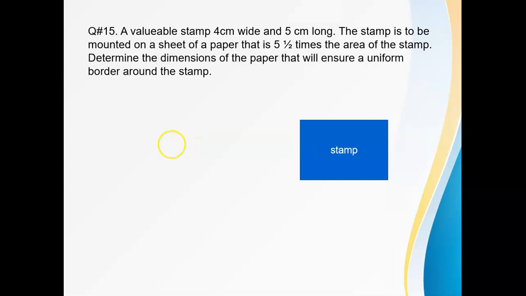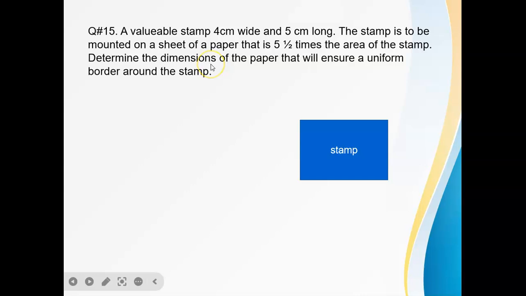The last question of the exercise is that a valuable stamp 4 cm wide and 5 cm long. Suppose this is our stamp, 4 cm is its width and 5 cm is the length of the stamp. The stamp is to be mounted on a sheet of paper that is 5.5 times the area of the stamp. The area of the paper is 5 whole number 1/2 times bigger than the area of the stamp. So we have to determine the dimensions of the paper.